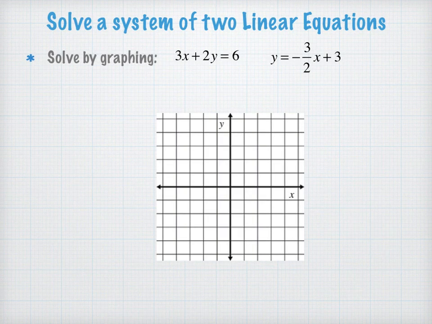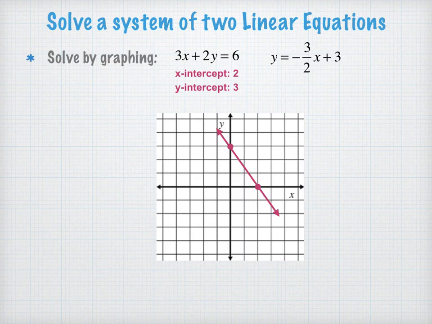Here's our next special case. The first example is given in standard form. Now we could rewrite that in slope-intercept form, but we could also use the intercepts to graph the line. To find the x-intercept, we set y equal to 0. The x-intercept is 2. To find the y-intercept, we set x equal to 0. The y-intercept is 3. We can graph the x and the y-intercept and then connect them. And there is our line 3x plus 2y equals 6.